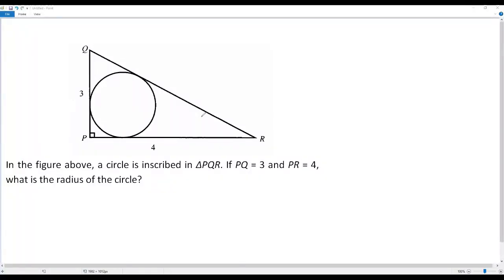Here we have a SAT math problem. Okay, let's go to the question. In the figure above, a circle is inscribed in triangle PQR. If PQ equals 3 and PR is equal to 4, what is the radius of the circle?